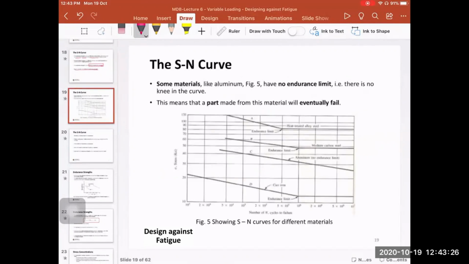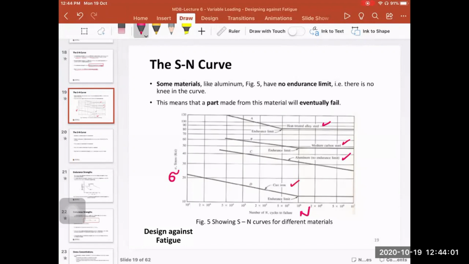This curve here shows, again, stress on the y-axis and the number of cycles on the x-axis. The graph shows you the SN curves for different materials. For example, the first one at the top here is heat-treated alloy steel. The next one is medium carbon steel. The next one is aluminum. The next one is cast iron.